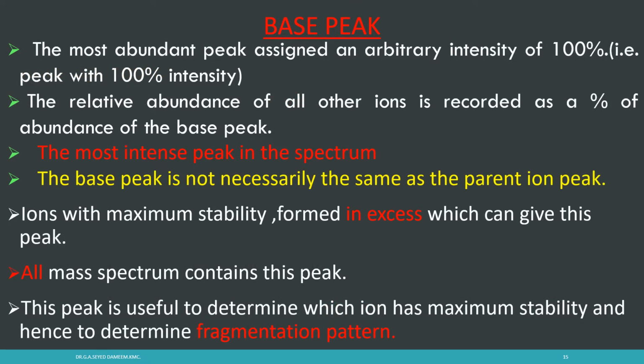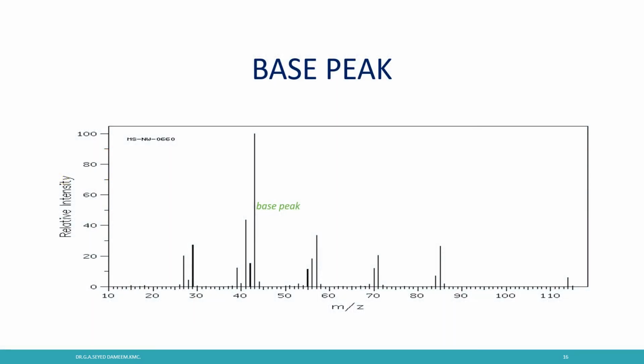In a mass spectrum, there are a number of various types of peaks. One such peak is the base peak, that is, the peak with 100% intensity. That peak is due to the ions formed in maximum amount, and every mass spectrum contains this peak. This peak is useful to determine which ion has maximum stability and hence to determine the fragmentation pattern. That is about the base peak. This slide shows clearly the base peak, the peak with 100% intensity.